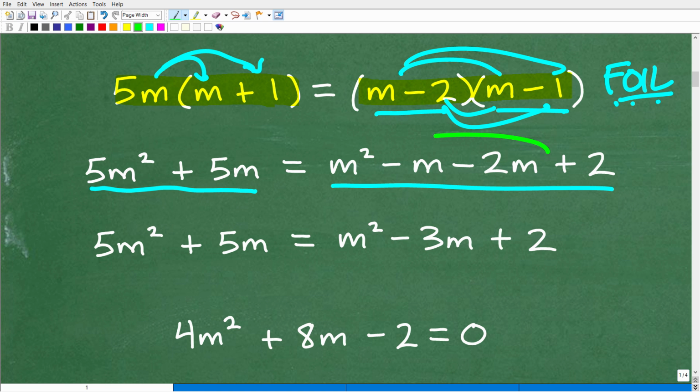Now, of course, right here I could combine these like terms. So negative 1m plus a negative 2m gives me a negative 3m. And so this is what we have right here.